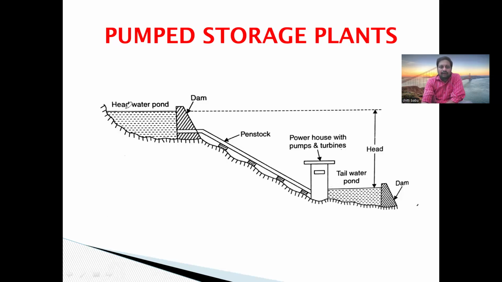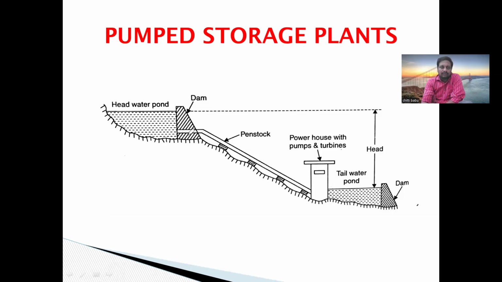So here we have a head race level and tail race level. After striking the turbine, the water will go to the tail race. Here we have a head, and then some losses will be there due to friction. Head loss due to friction. So this is about the hydropower plant layout.